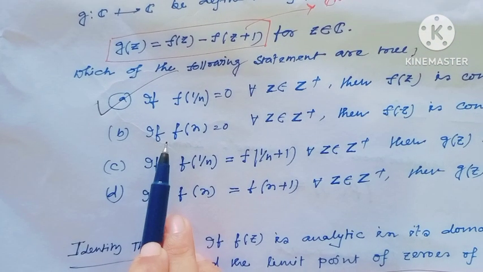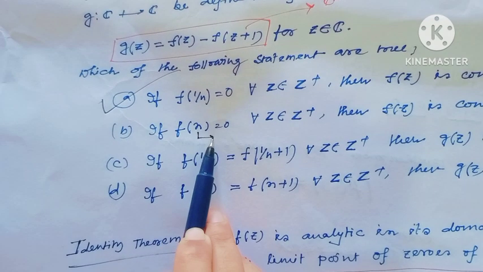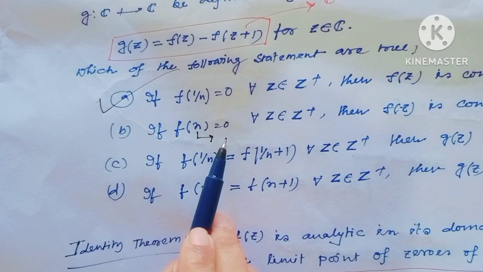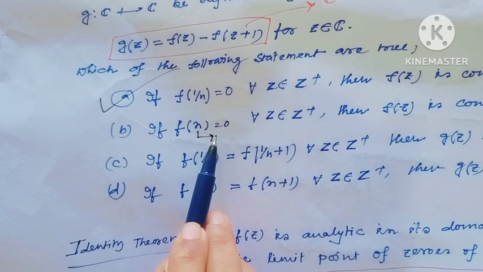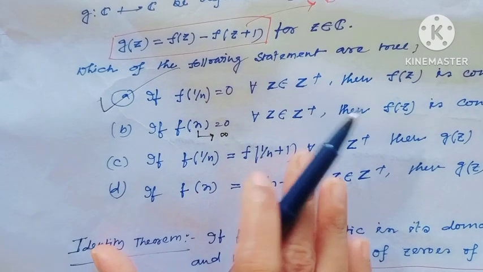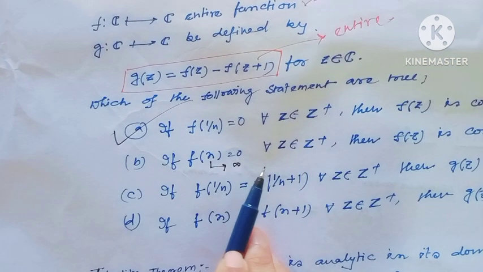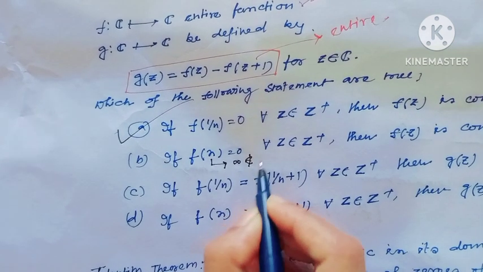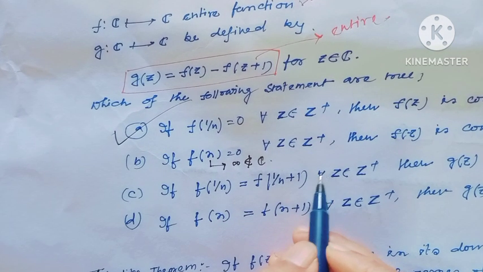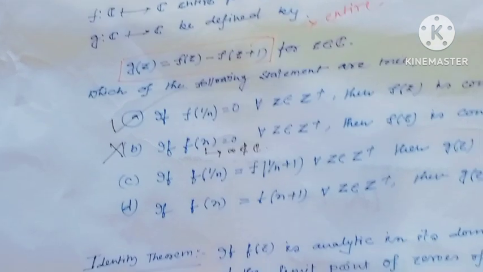And option B: if f of n equals 0. Notice here n are the zeros and the limit point of the zeros is infinity. But here the function is defined from complex numbers to complex numbers. Infinity belongs to the extended complex numbers, and does not belong to the domain C. So by the identity theorem we cannot tell f(z) is constant. So option B is a wrong option.